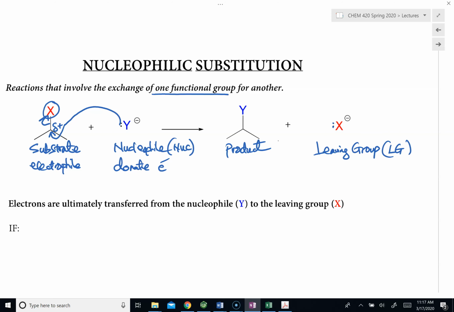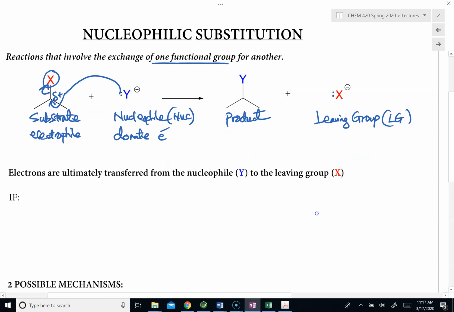Overall, we see that electrons in the course of this reaction are ultimately being transferred from the nucleophile to the leaving group. The electrons initially start out on the nucleophile and end up on the leaving group. The nucleophile first gives the electrons to the carbon, exceeding the octet for this carbon. The carbon then gives the electrons to this X, and X is taken off with its electrons. So again, electrons are being transferred from the nucleophile to the leaving group.